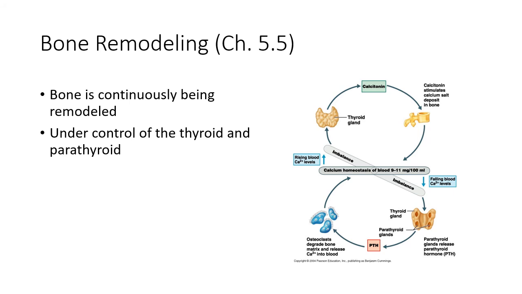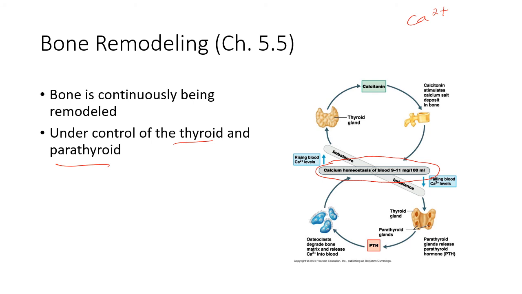This remodeling is under control of the thyroid and the parathyroid glands. And the reason that we have this remodeling is because we want to regulate the levels of calcium that we have in our blood. We're going to see when we get into muscles and the nervous system that the calcium ion is a really critical ion. In muscles, it's required for muscle contraction. In nerves, it's required for signaling between nerves or between a muscle and a nerve.